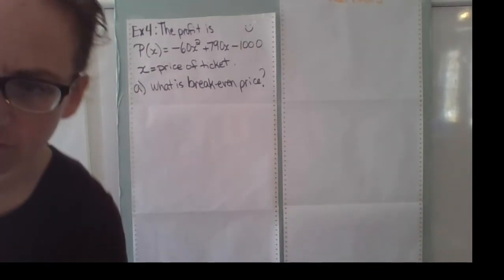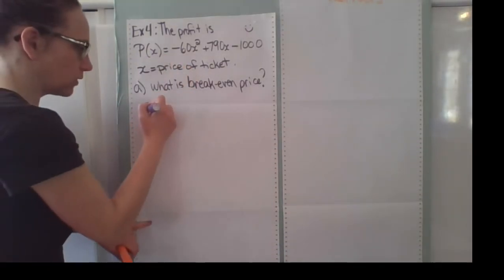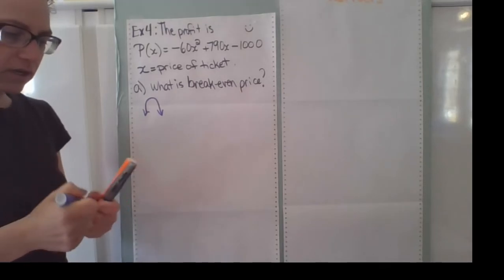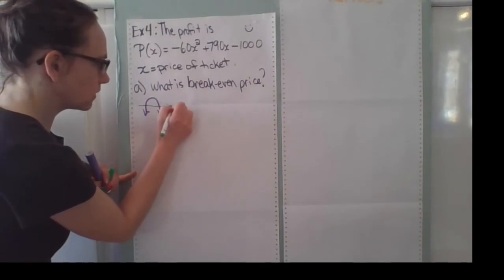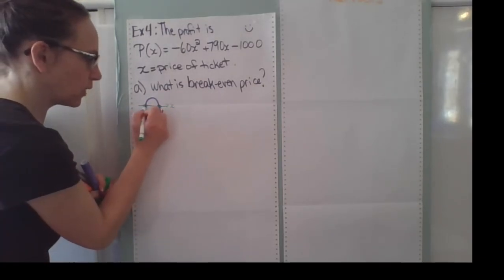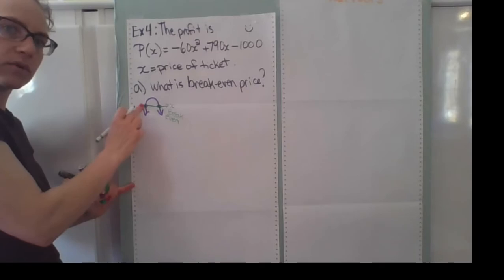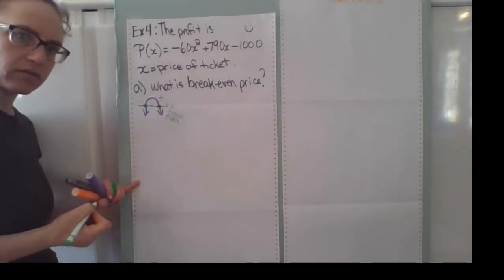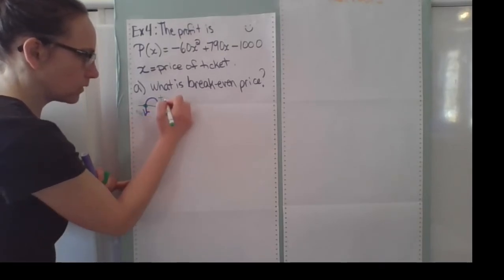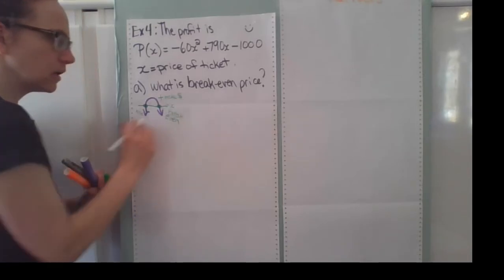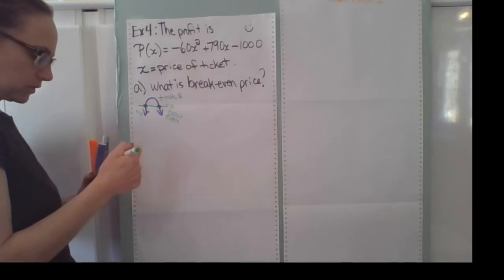So before we even start solving, let's wrap our brains around it. Well, we've got a negative quadratic, so we know it's going to look like this. We know we're talking about profit, so when things cross our x-axis, those x-intercepts are my break-even points. Any money we make above that is profit, and anything below that we would lose money. So above is make money, below is lose money, and our break-even points are when we cross our x-axis. So again, we're solving for when y is equal to 0.